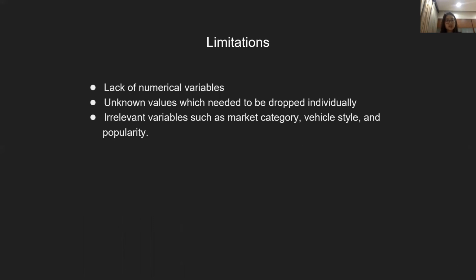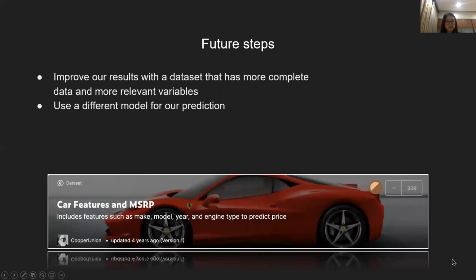The limitations include the lack of numerical variables, unknown values which need to be dropped individually, and irrelevant variables such as market category, vehicle style, and popularity. Next slide, please. In the future, we hope to improve our results with a data set that has more complete data and more relevant variables, and use a different model for our prediction. Next slide.